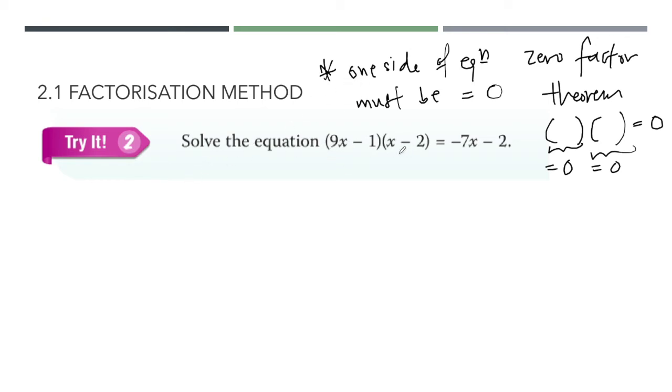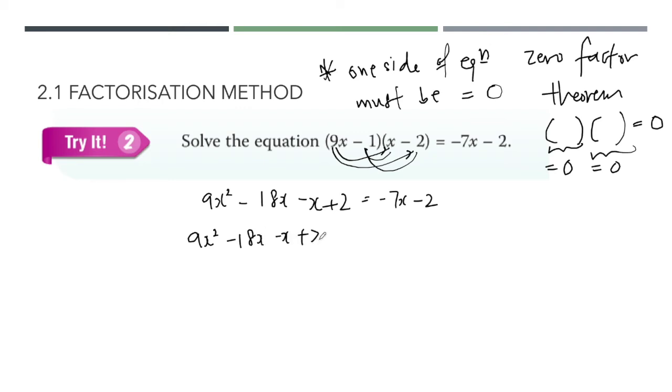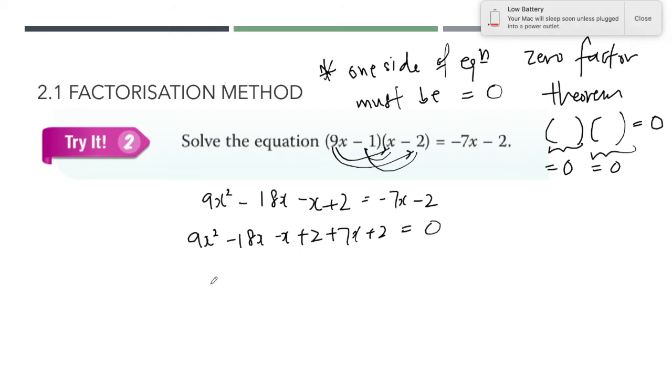Let's just expand this side first. Okay, so 9x squared minus 18x minus x plus 2 is equal to negative 7x minus 2. So let's move all to one side first. Make sure that one side must always be equal to 0. So there we have it.